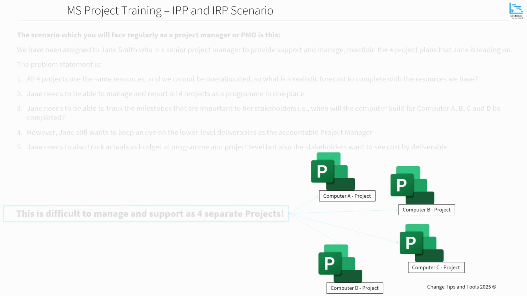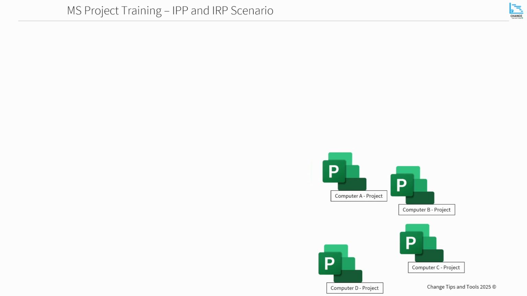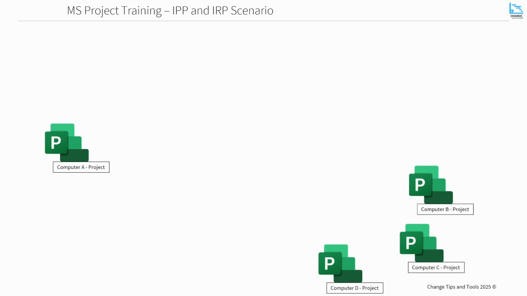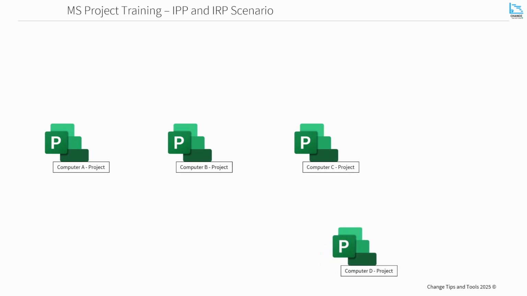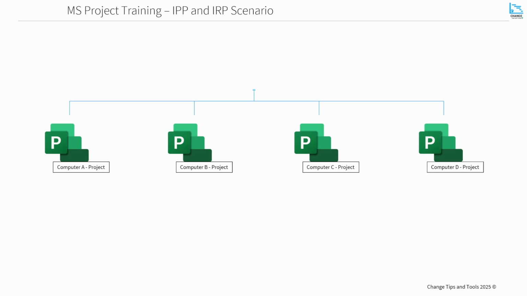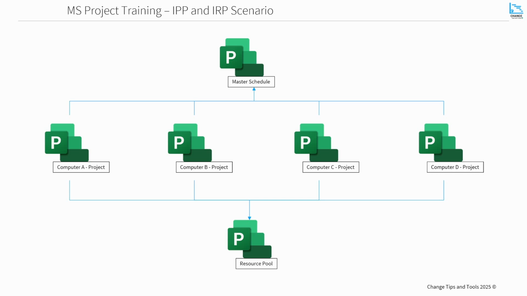What we're going to do is take these 4 separate MS Project files, and together we're going to link them to an integrated program plan. In other words, we're going to use Microsoft Project's inbuilt master schedule functionality. And then once we've done that, we're going to link all those 5 project files to another project file, which will be our central resource pool.